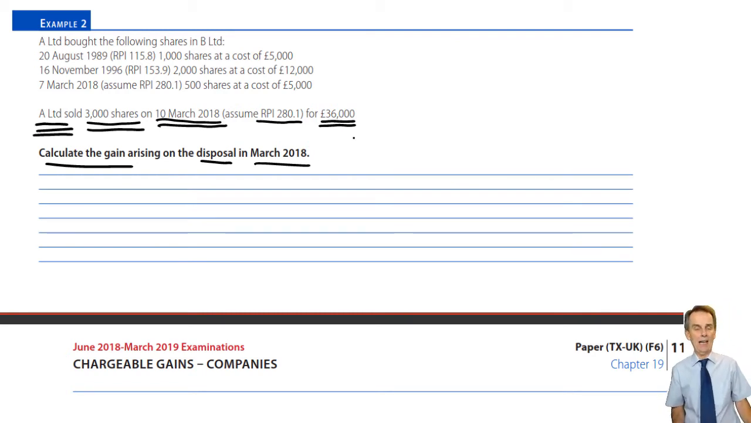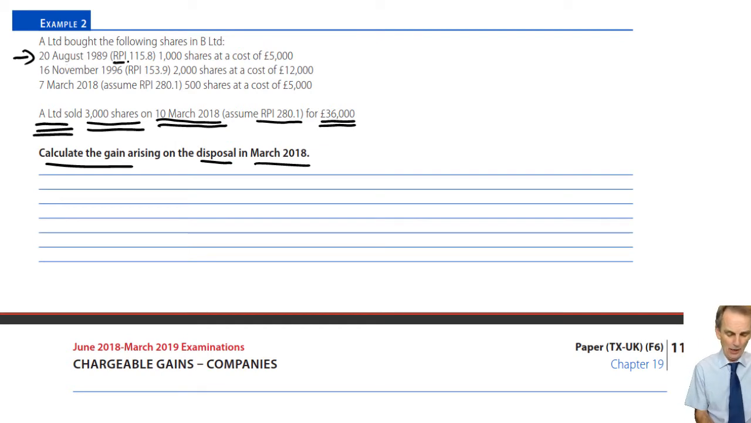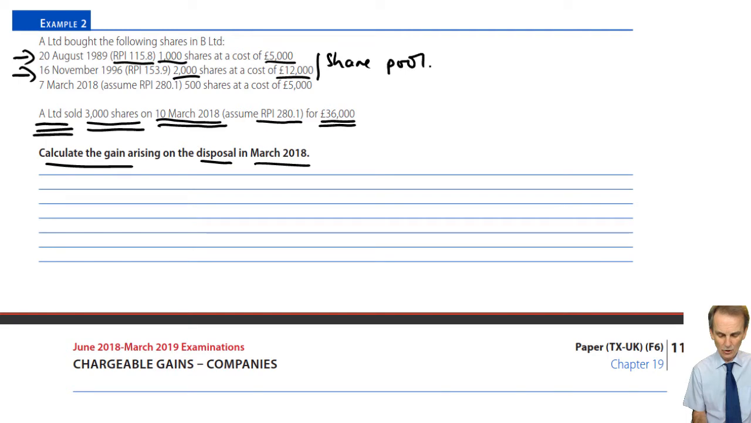So let's look back at the history of acquiring. First of all, we're told that A Limited bought the following shares in B Limited, goes back all the way to August 89. Again, we'll need to know what was the RPI then for purposes of indexation, how many shares were bought, and the cost, £5,000. Now, clearly, that is not the same day, nor the previous 9 days. So that one, along with the 16th of November 96, where 2,000 shares cost £12,000, those two acquisitions will be going to the share pool.